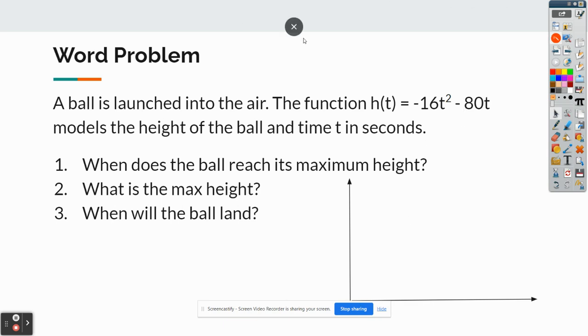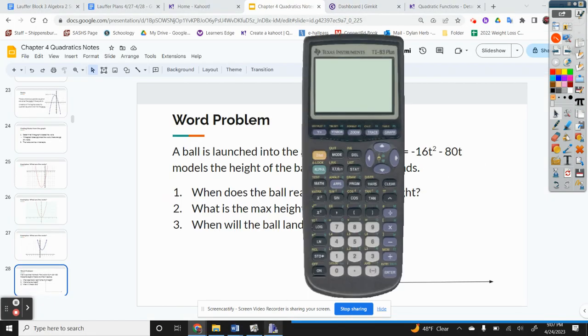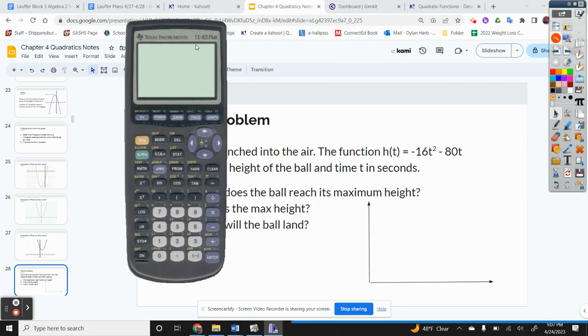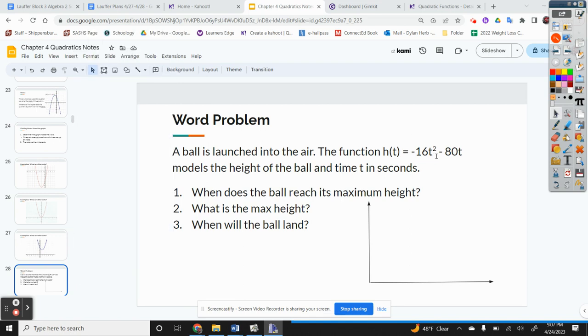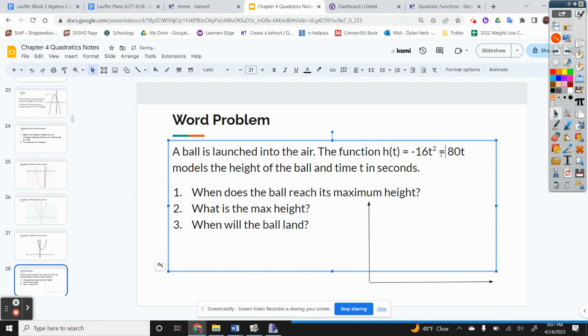All right, so when you get word problems like this, take your function, go to your calculator, and type it in. Let's go to y equals, type -16t squared minus 80t. Okay, so here's my example. Now you can go to the graph. What you're going to notice is you don't see much. You just see a vertical line here and then nothing over here.